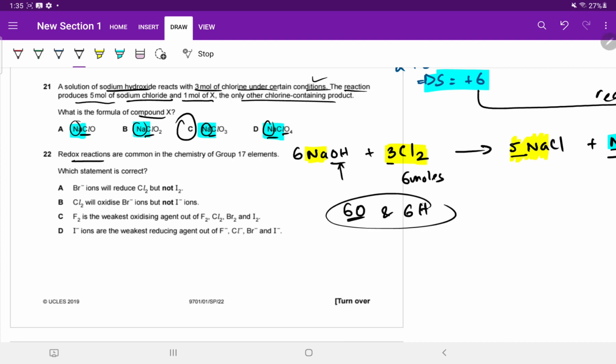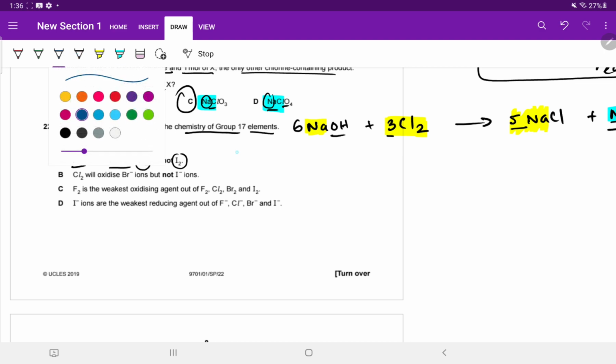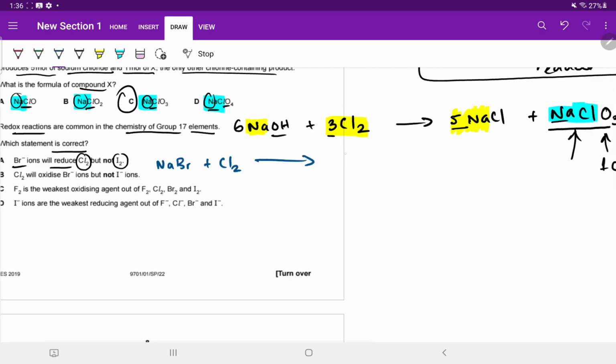Okay, question 22. Redox reactions are common in the chemistry of group 17 elements. Which statement is correct? The first option says Br minus ions will reduce Cl2 but not I2. So let's write down an equation to understand this. For example, we have NaBr reacting with Cl2, and this will form NaCl plus Br2.